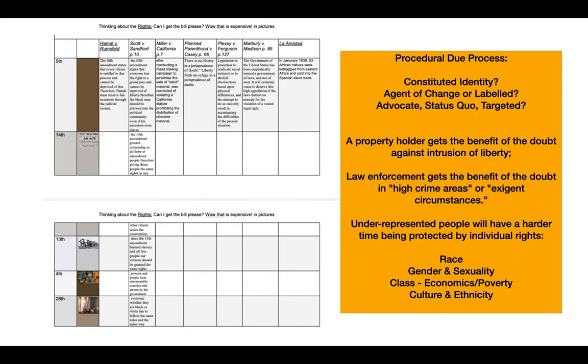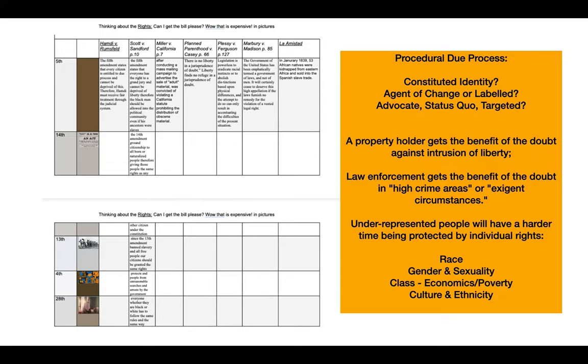And then you want to think about how that structure is working. Is the person able to advocate for themselves? Are they just trying to keep the status quo, or are they being targeted? And again, remember, property holders get the benefit of the doubt, whereas law enforcement gets the benefit of the doubt in high crime areas, which are basically anywhere there are poor people or people of color, or in exigent circumstances. And those are 13 exceptions to the warrant requirement.